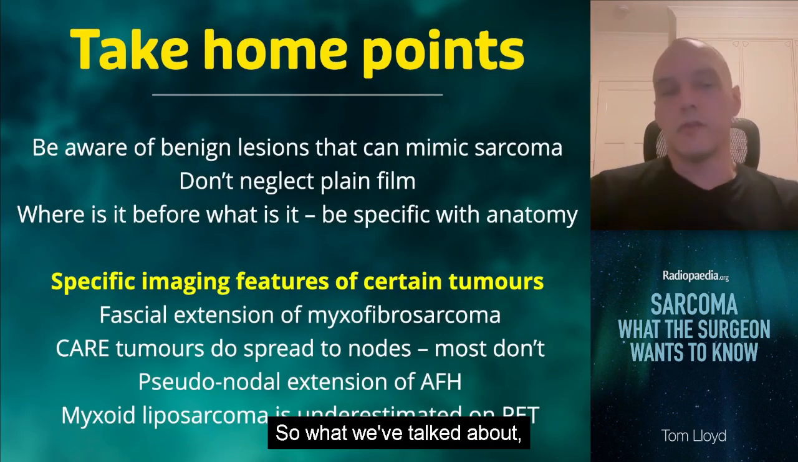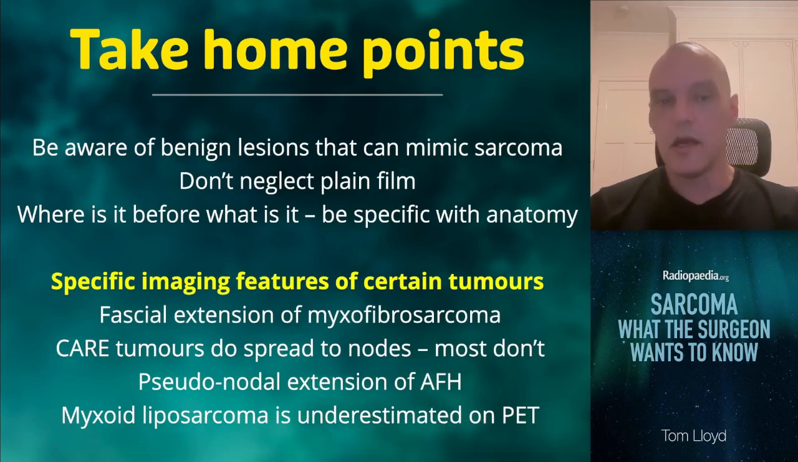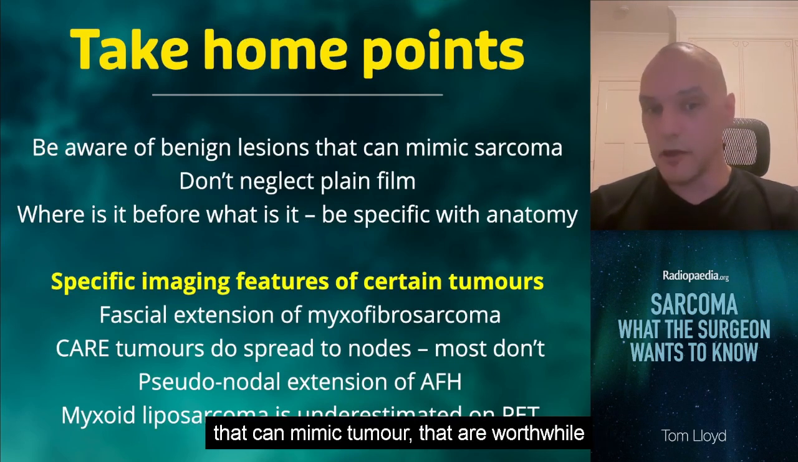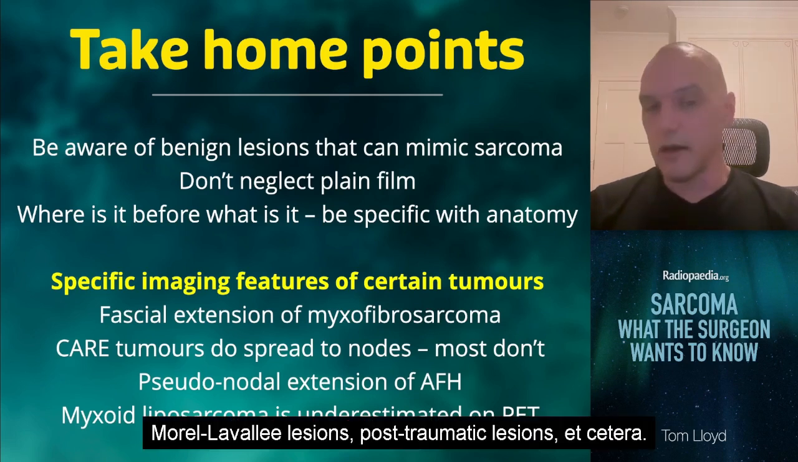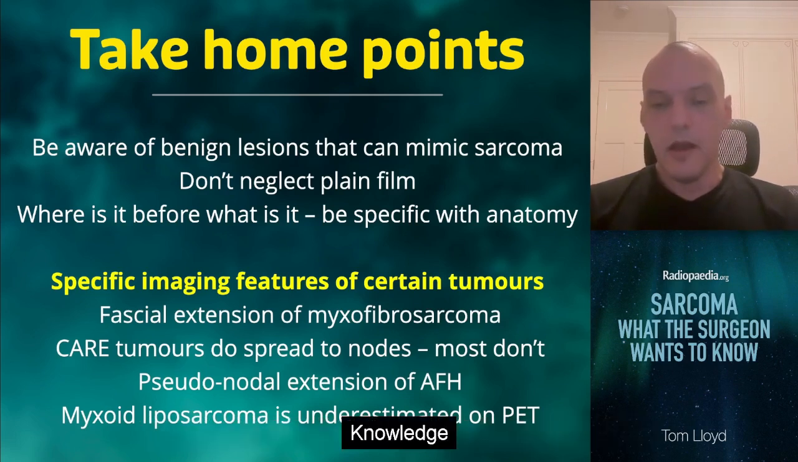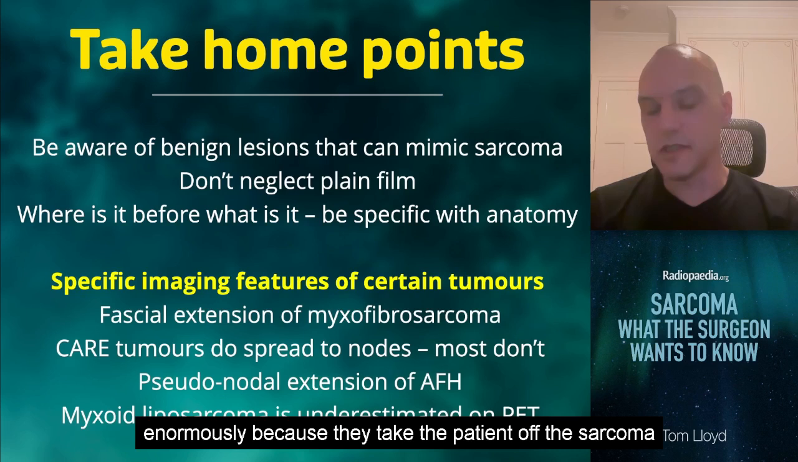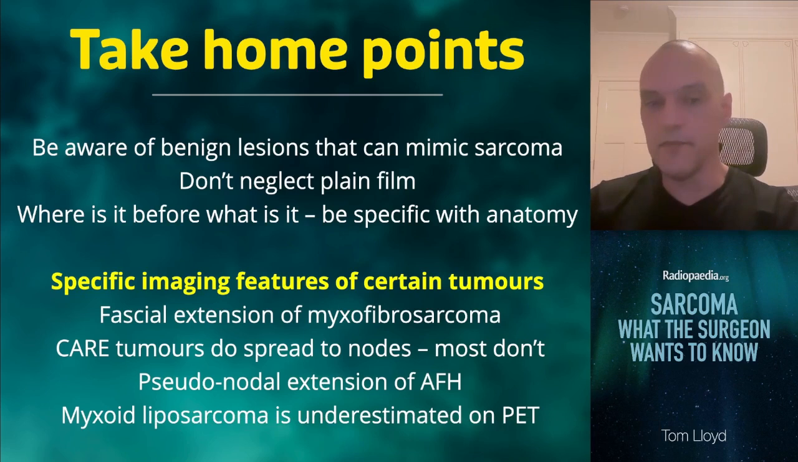So what we've talked about, and the things that I wanted to emphasize for this, is there are a number of subtypes of pathologies that can mimic tumour that are worthwhile being aware of. Things like myositis ossificans, things like Morel-Lavallée lesions, post-traumatic lesions, etc. Knowledge of those entities will often help your sarcoma surgeon enormously, because they take the patient off the sarcoma pathway and send them down a different management stream.